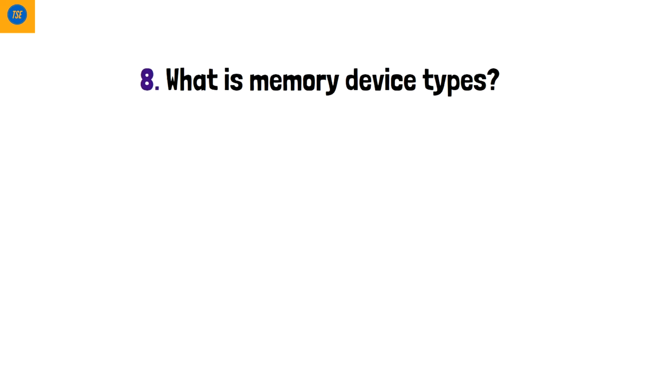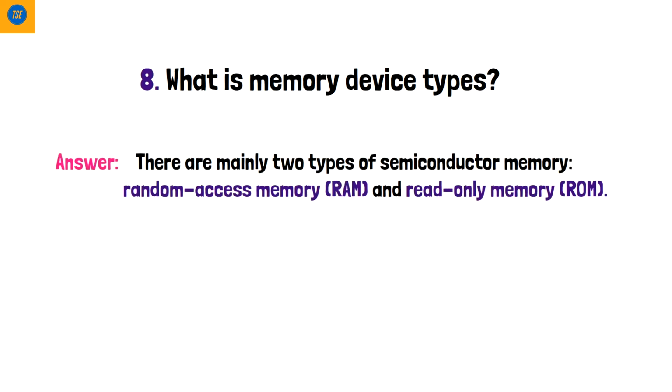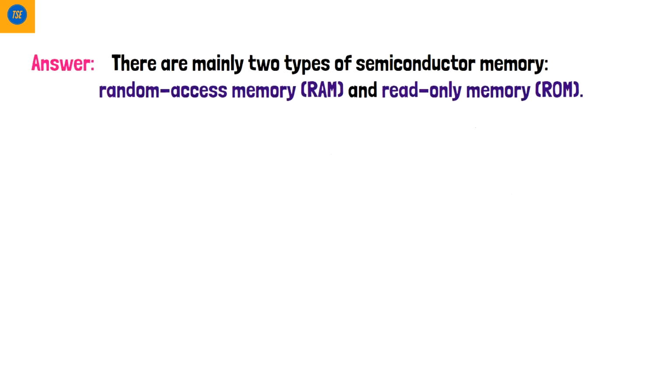What is the memory device type? What are memory device types? Answer. There are mainly 2 types of semiconductor memory: RAM and ROM, random access memory and read-only memory.